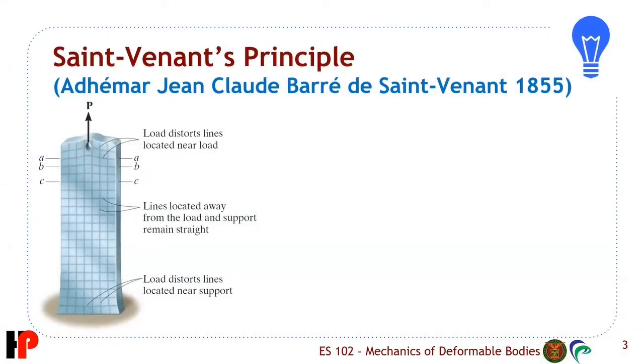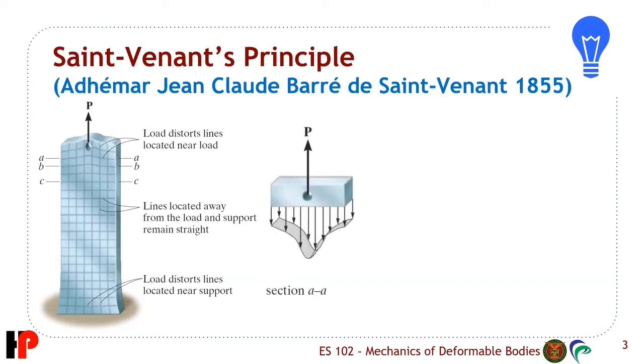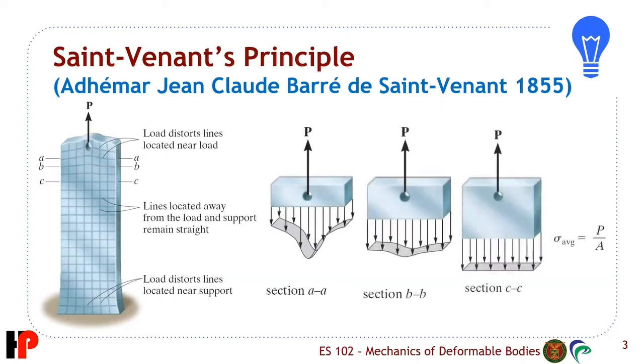It basically states that as you go further away from the application of the load, the effect of the internal stresses becomes equal for the cross section. So when you are near the load, it is not very equal, because the effects are concentrated at the point of application. As you go further along, it will become equal to the average value of stress.